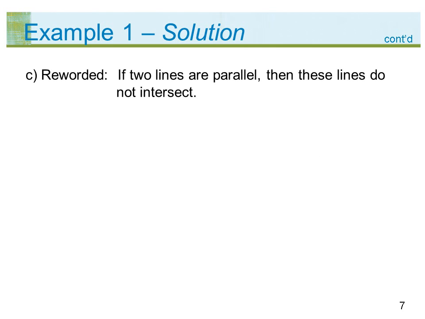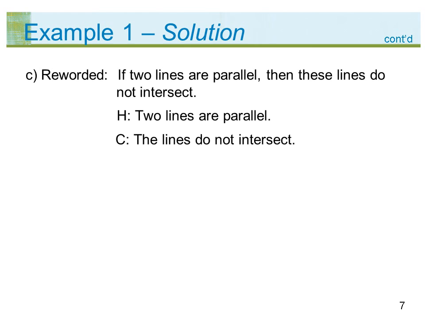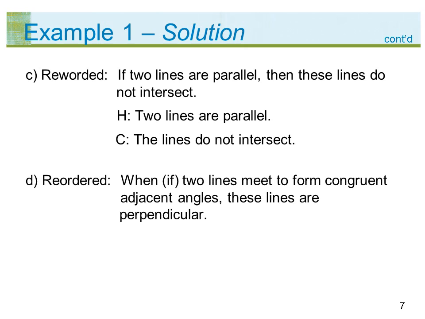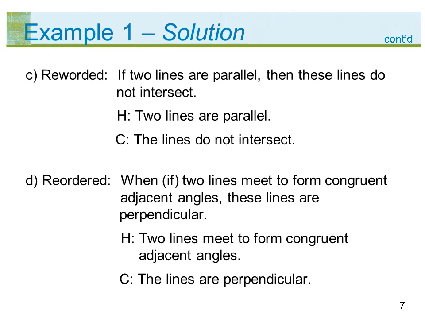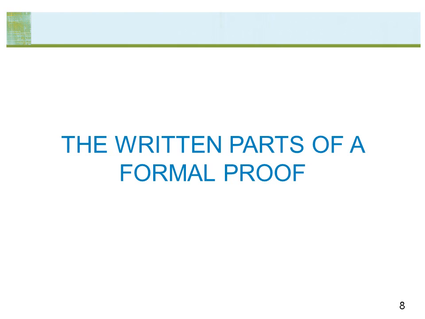C. Reworded: if two lines are parallel, then these lines do not intersect. Hypothesis: two lines are parallel. Conclusion: the lines do not intersect. D. Reordered: when, or if, two lines meet to form congruent adjacent angles, these lines are perpendicular. Hypothesis: two lines meet to form congruent adjacent angles. Conclusion: the lines are perpendicular.